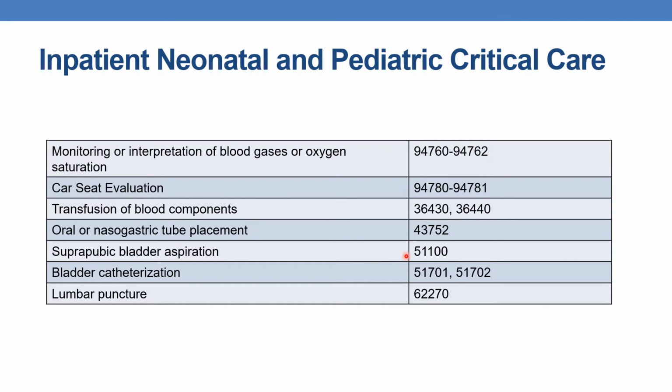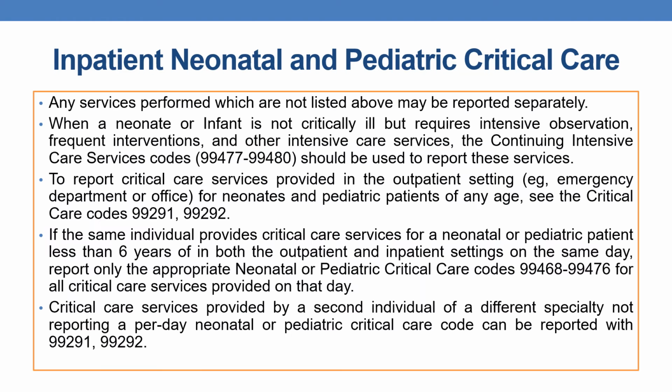Transfusion of blood components 36430, 36440. Oral or nasogastric tube placement 43752. Suprapubic bladder aspiration 51100. Bladder catheterization 51701, 51702. Lumbar puncture 62270. So those are some of the included services under the critical care codes. Any service performed which are not listed may be reported separately.